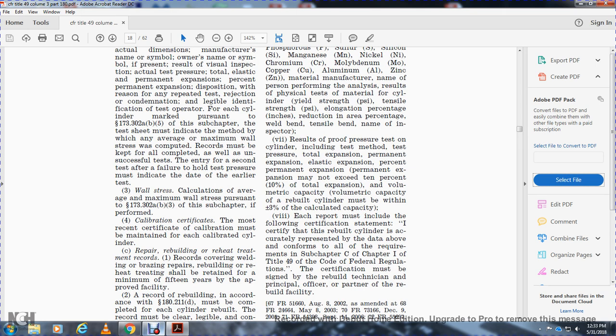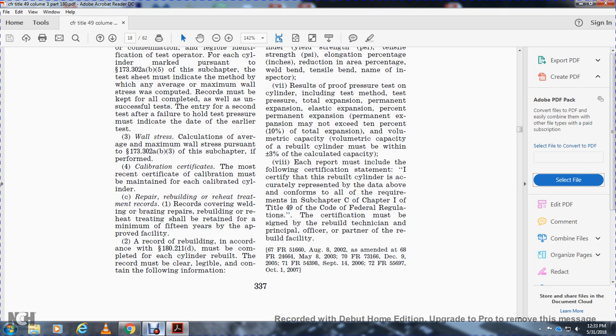C. Repair and rebuilding, reheat treatment record of the recovering and rewelding, brazing and repair, for the rewelding and reheating treatment shall be retained for a minimum of 15 years by the approved facility.